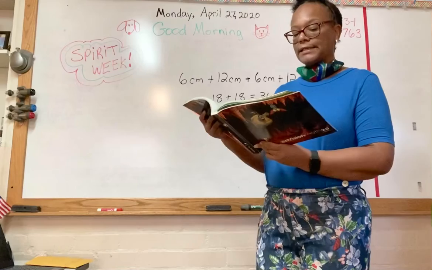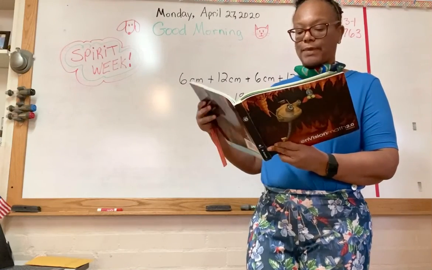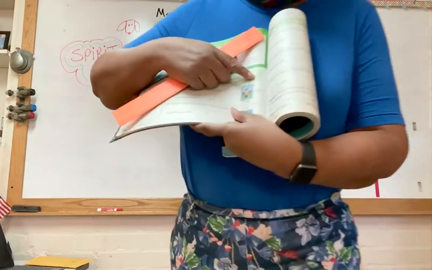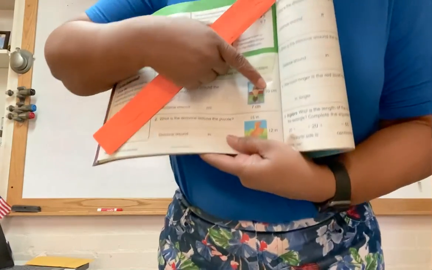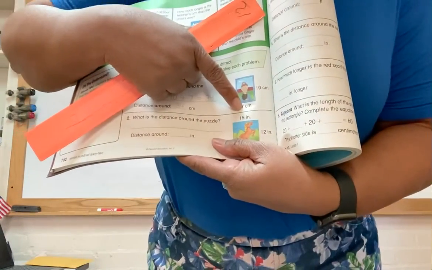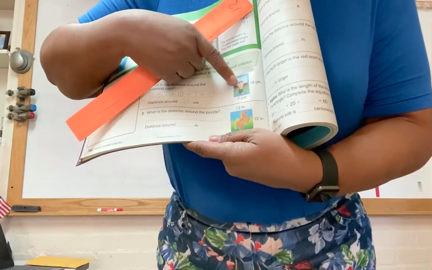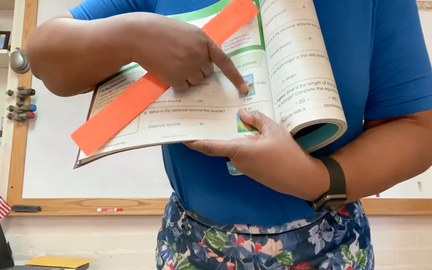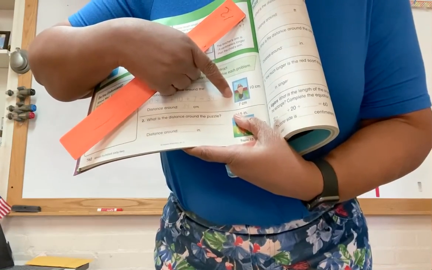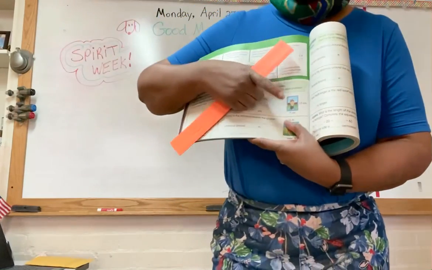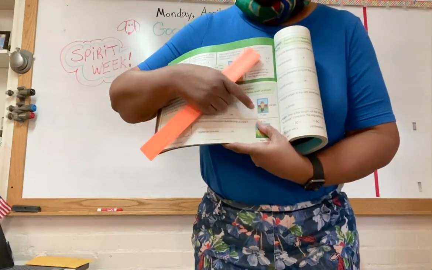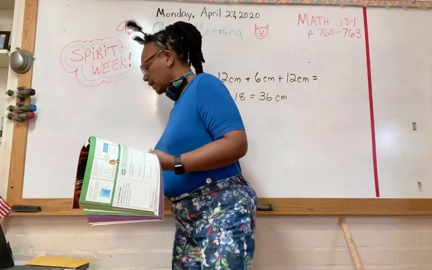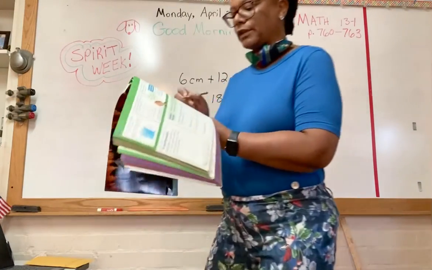In number 1, it says, what is the distance around the baseball card? And they only show you 10 centimeters, 7 centimeters. But because these are rectangles and it is the same up here and here, just because they didn't write the numbers doesn't mean you don't count it. If you need to, you can write the number.